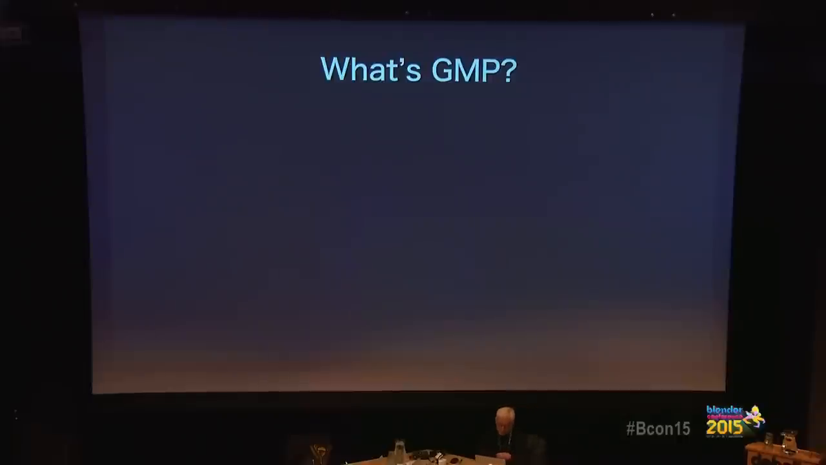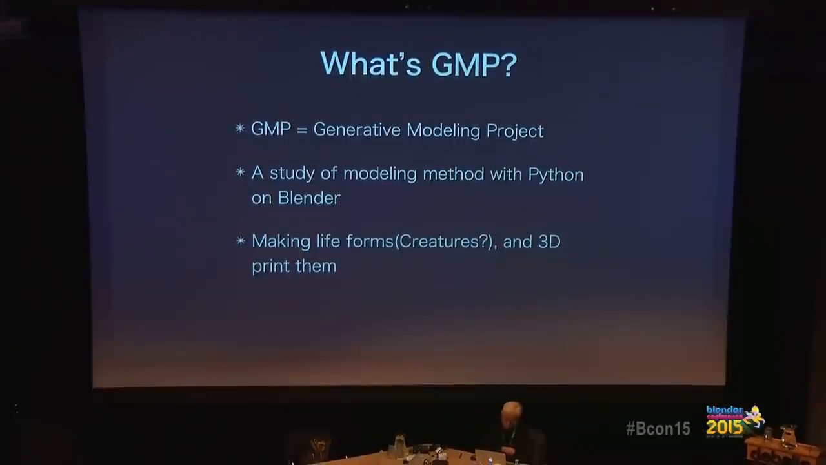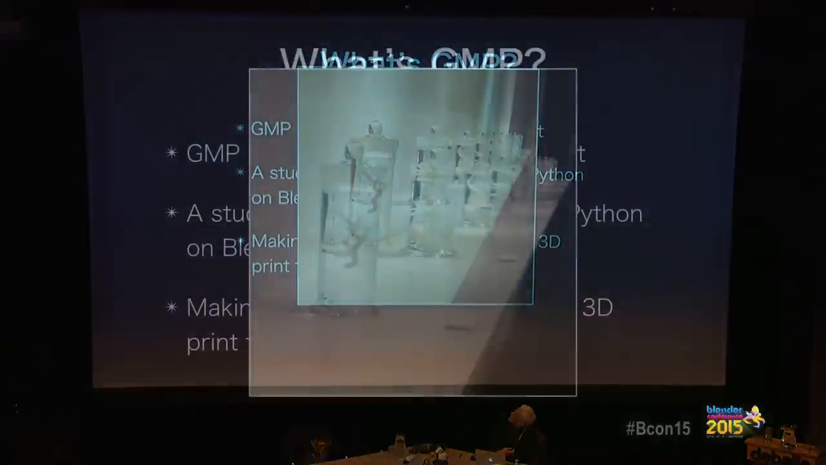What's GMP? For those who don't know my project, I call GMP a study for automatic modeling with Python on Blender. This code generates many kinds of creature models. After that, some selected shapes are 3D printed and exhibited at an art gallery in Tokyo. Like this. It's the first exhibition, with sample bottles, and water, and creature models.